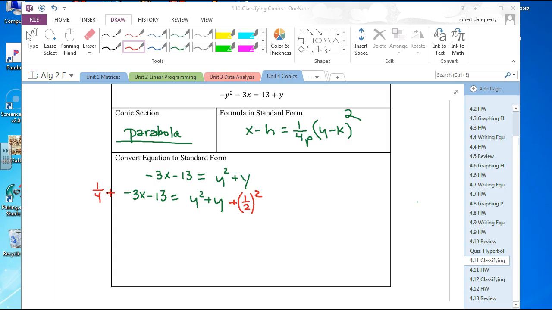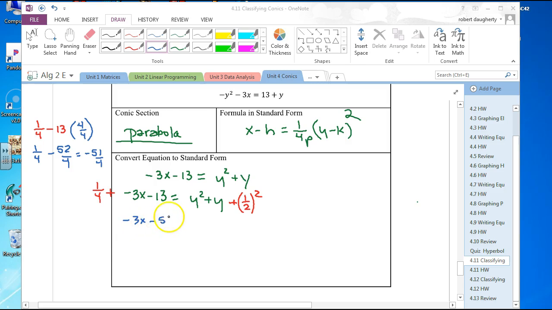So how do I figure out what is 1/4 minus 13? How do I combine those things? I have to have a common what? What would the common denominator be here? So this is 1/4 minus 52/4. What is that? Negative 51/4. So I've got negative 3x minus 51/4 equal, what is this? y plus 1/2 squared.